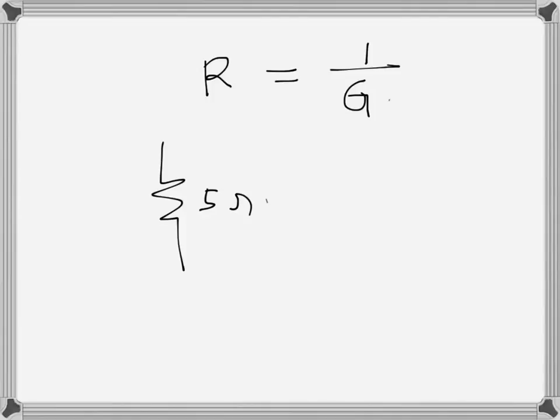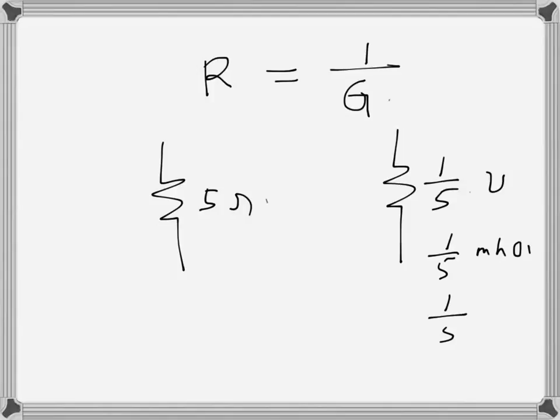The inverse of resistance is conductance. So resistance is designated as R, and the conductance value is G, which is 1 over R. So basically if we have a resistance, let's say 5 ohms, the equivalent conductance can be expressed as 1 over 5, and the unit is called mho, so it is 1 over 5 mho. The other unit is Siemens, so we can just write S.